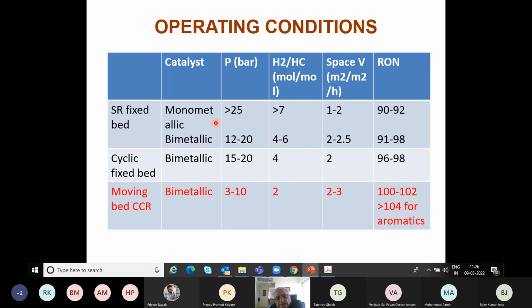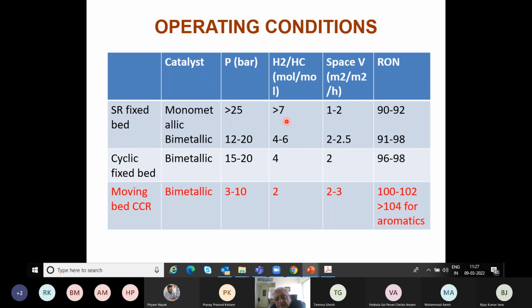None of these semi-regenerative reformers operate below 25 bar, 25 kg per square centimeter. With the bimetallic catalyst, we could reduce it down to 15 bar, but no less than 15. The semi-regenerative reformers operating in India, none of them operate below 15 to 16 bar. We generally keep a higher hydrogen to hydrocarbon ratio. Now you can understand why pressure and hydrogen to hydrocarbon ratio are so important in creating a long life of the catalyst before regeneration.